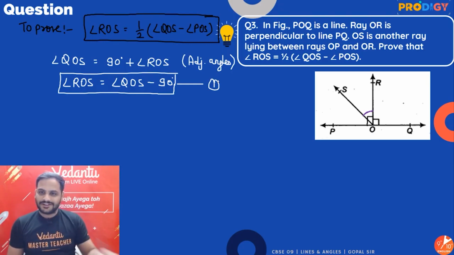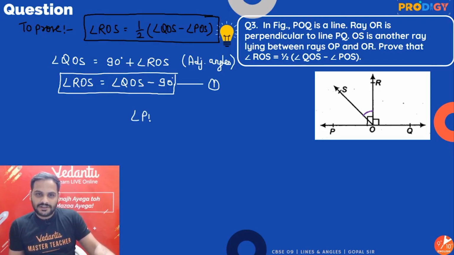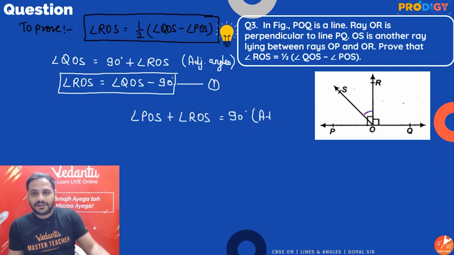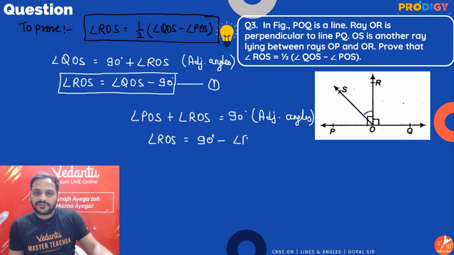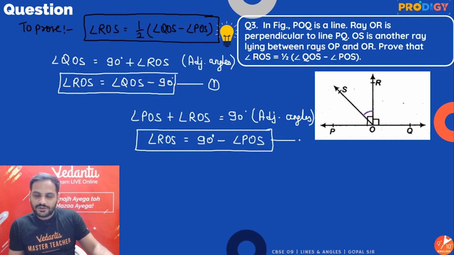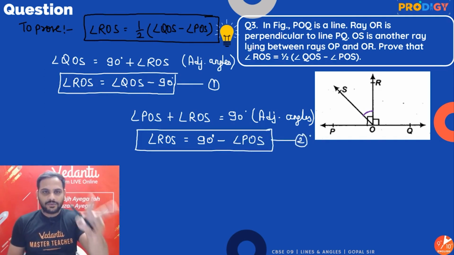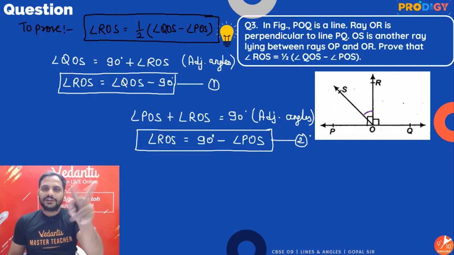So again, angle POS, and if I add angle ROS, it will be equal to angle POR, which is equal to 90 degrees. Same reason again, they are adjacent angles. So from here I can say angle ROS is equal to 90 degrees minus angle POS. These are my two equations. I have angle ROS, QOS and POS in two equations.